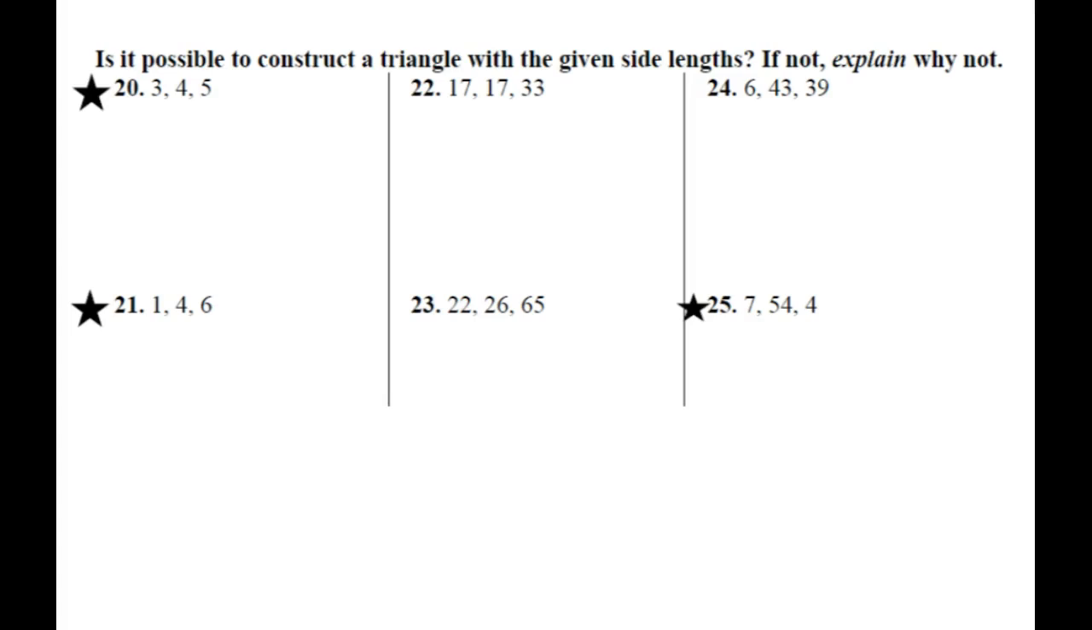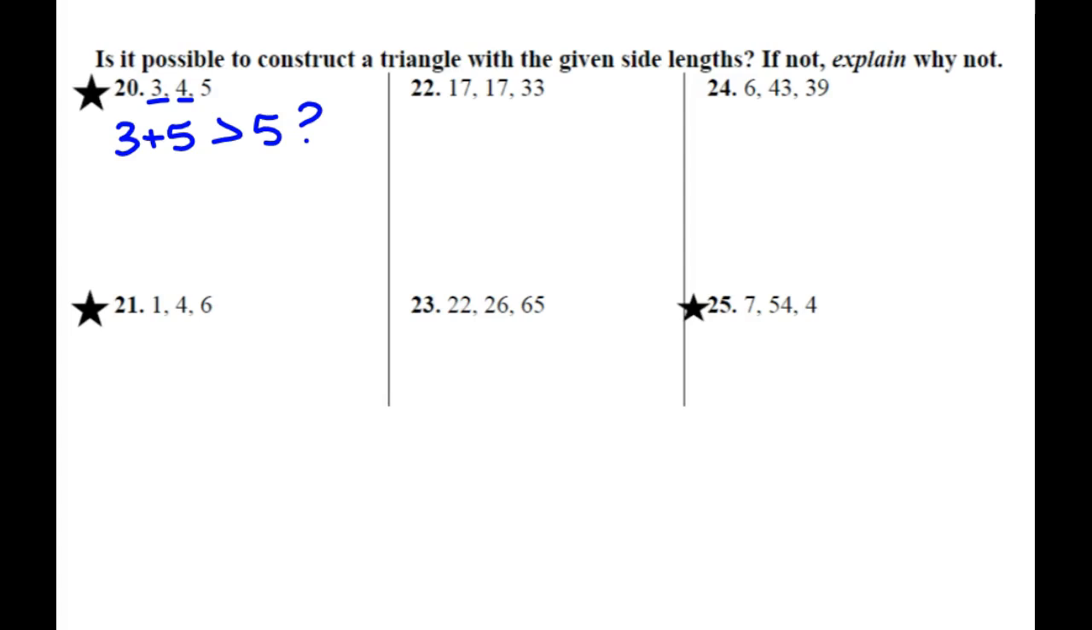All right, for 20, 21, and 25: is it possible to construct a triangle with the given side lengths? If not, explain why. So remember, two side lengths added together always have to be bigger than the third, and it has to work for all combinations. But really, we just have to look at the two smaller ones added together. So for 20, 3 and 4 are the two small numbers. Is that bigger than 5? We need to figure that out.